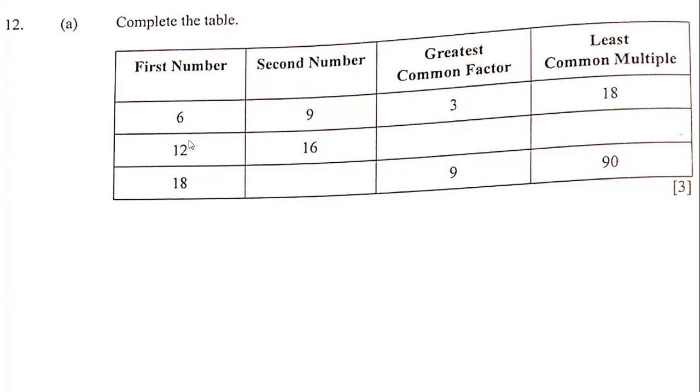Then the next first number is 12, and the second number is 16, to find the greatest common factor and the least common multiple of those. Similarly, we have 18, and they have a blank, so we have to figure out what that number is, given that we know what the greatest common factor is and we know what the least common multiple is. I need everyone to draw this table for me.